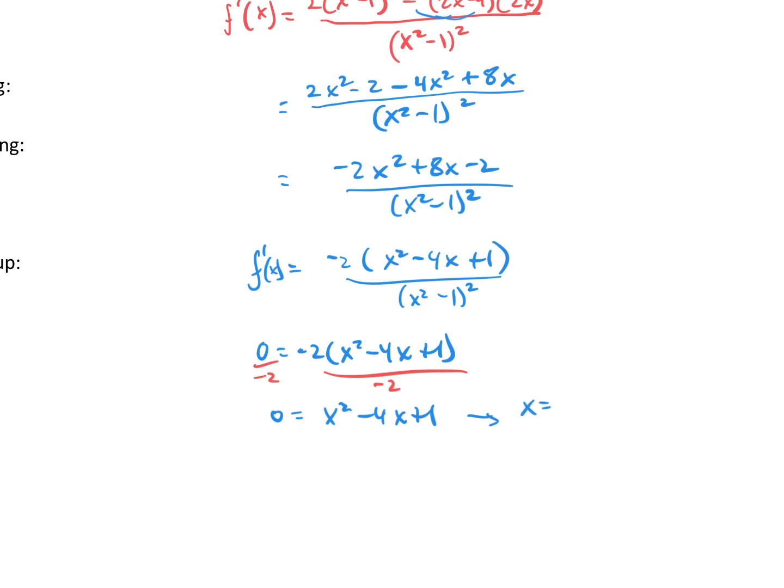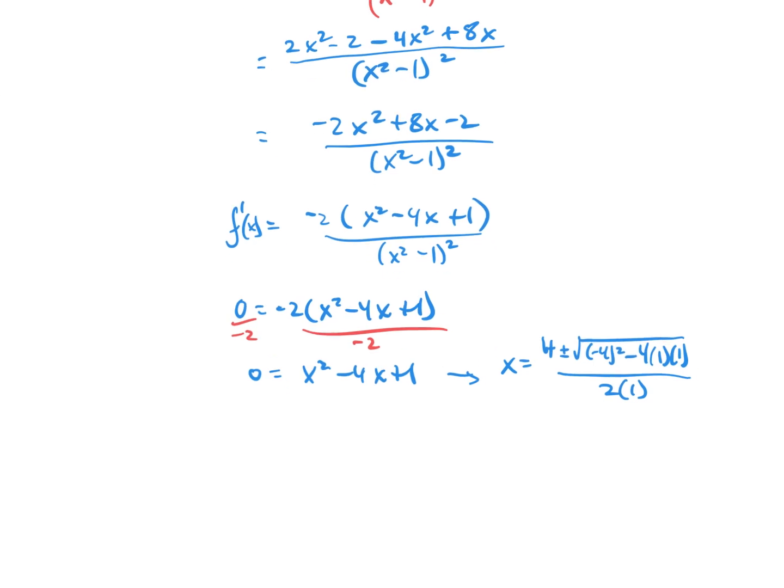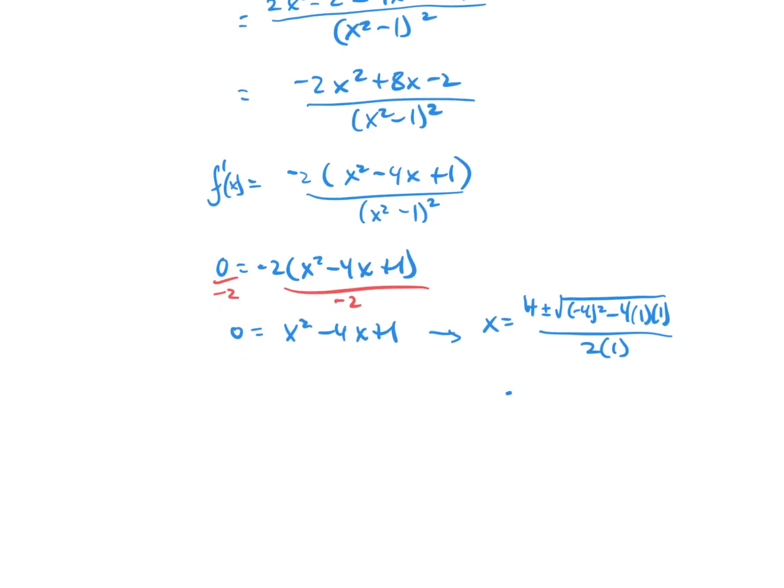X equals negative b plus or minus square root b squared minus 4 times a times c, all over 2a. b squared minus 4ac in the parentheses there. Watch out for these negatives. That'll get you. All right. So 4 plus or minus.